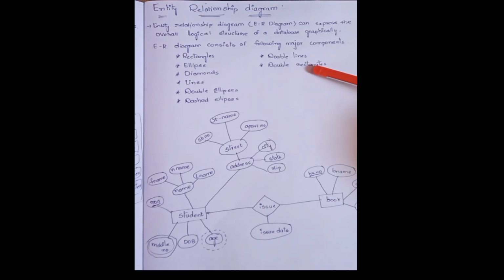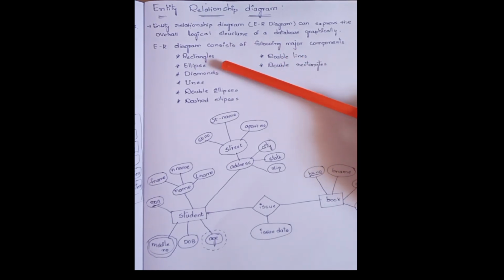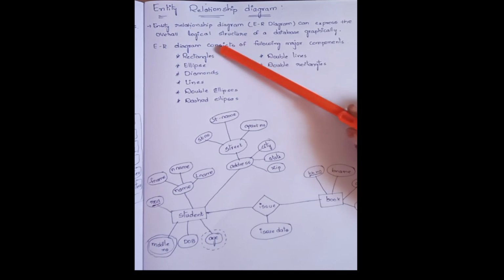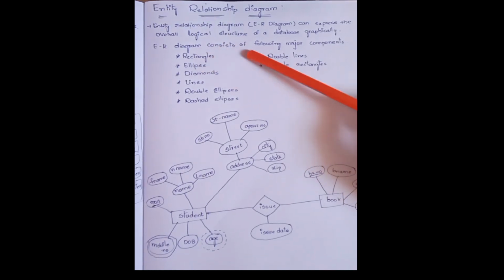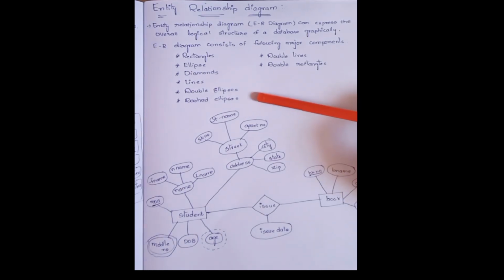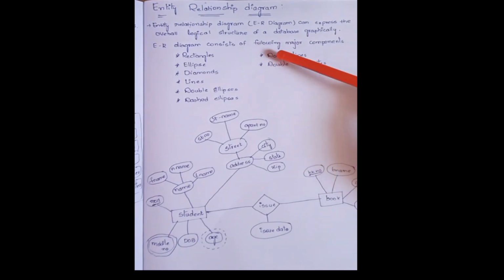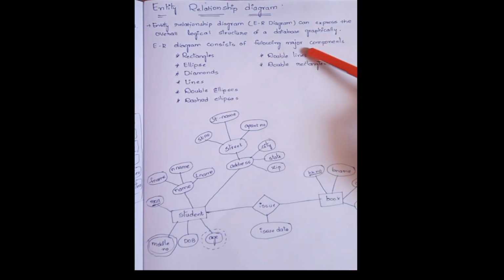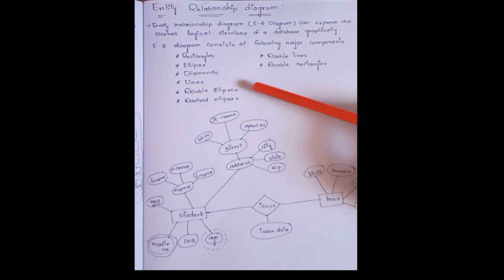First we will go for the first one, that is the rectangle. A rectangle denotes the entities. So entities will be enclosed within rectangles. Yesterday we saw the student entity and book entity. In that, the student entity and book entity are enclosed in a rectangular box, right? So a rectangle denotes the entities, and entities are enclosed within the rectangles.